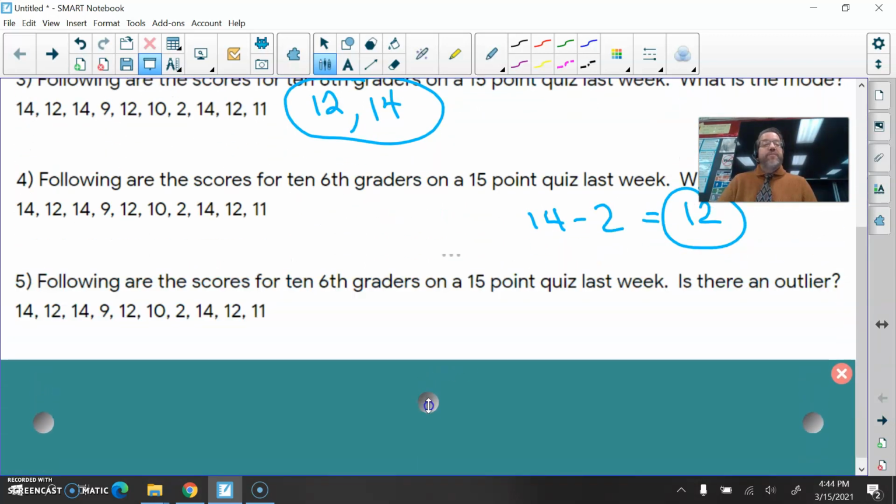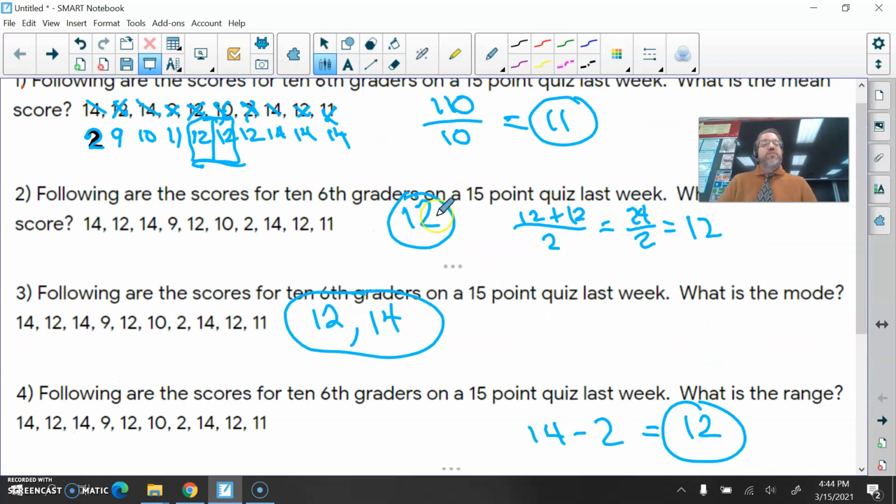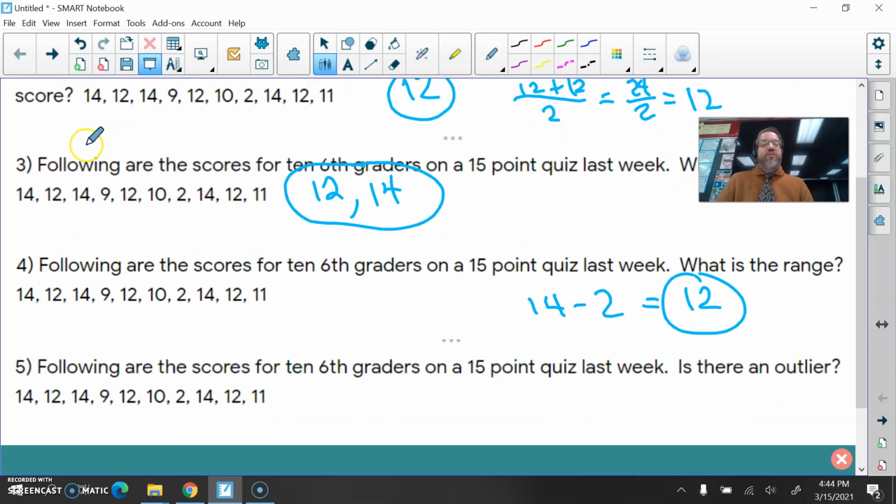Number 5. Same scores, same quiz. Is there an outlier? Let's go and look at them when they're listed in order. Is there one of these scores that's really different from the rest? I'm looking at the 2 here. That is definitely an outlier. 9, 10, 11, 12, 14. None of these are more than 1 or 2 spaces away from the others. But then below the 9, we drop all the way to a 2. That 2 is definitely an outlier.